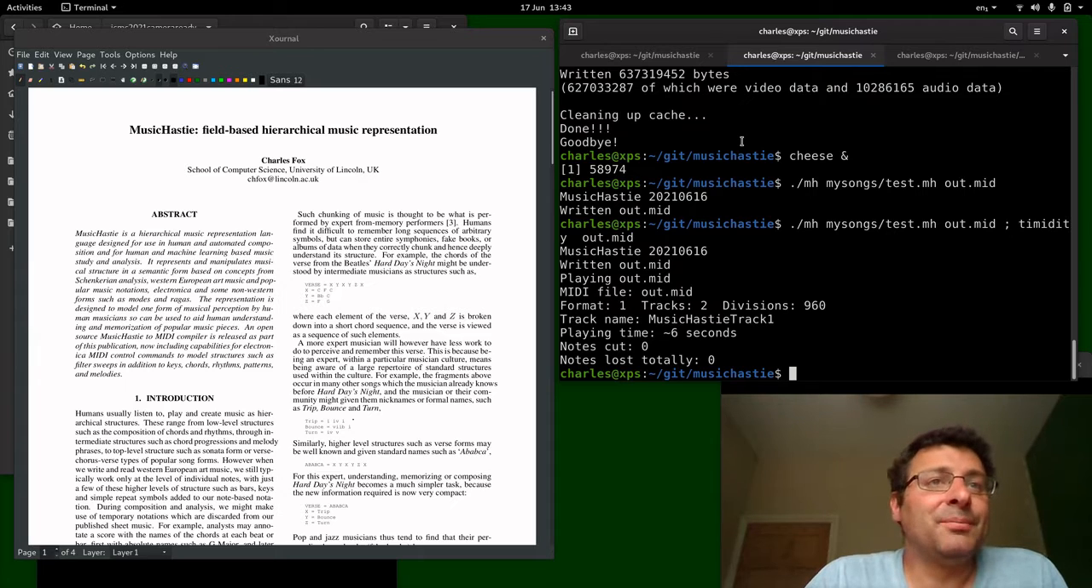An open source MusicHastie to MIDI compiler is released as part of this publication, now including capabilities for electronica MIDI control commands to model structures such as filter sweeps, in addition to structures around keys, chords, rhythms, patterns, and melodies.